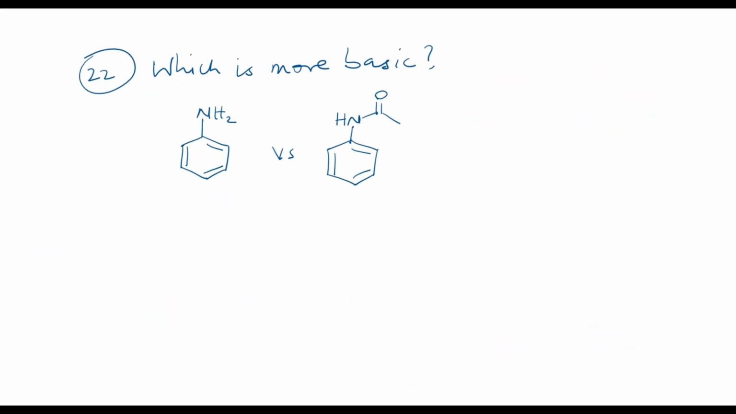Which of these molecules is more basic? To determine a stronger base, you need to look at the availability of the lone pair on the nitrogen atoms. So which of them can donate more electron density into the ring? This nitrogen can donate all of its lone pair or electron density into the ring. However, for the other molecule, we have an electron withdrawing group that is attached to that nitrogen. So that electron withdrawing group will pull electrons away from the nitrogen, thereby reducing the amount of electron density that is going into the ring. Since the first molecule has more electron density going into the ring, it will be the more basic molecule.